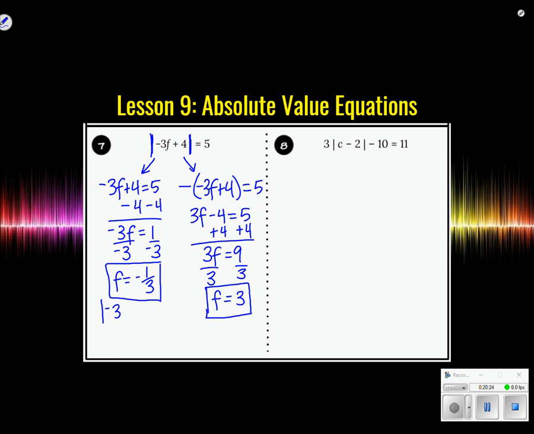Negative 3 times negative 1/3 plus 4. So negative 3 times negative 1/3 is 1. So 1 plus 4 is 5. The absolute value of 5 is 5. So that one's going to check out. Let's plug this other one in. Negative 3 times 3 plus 4. Negative 3 times 3 is negative 9. Negative 9 plus 4, that's going to be negative 5. Absolute value of negative 5 is 5.